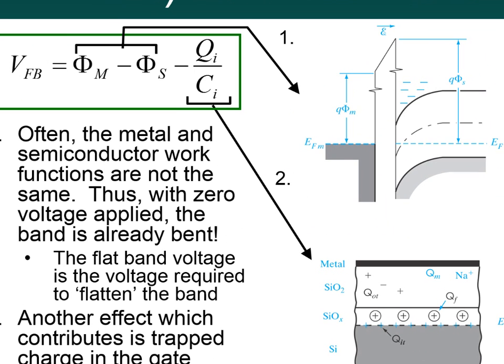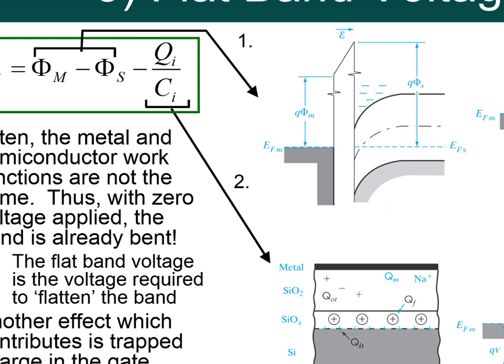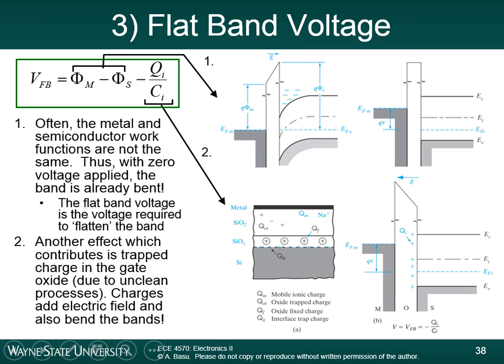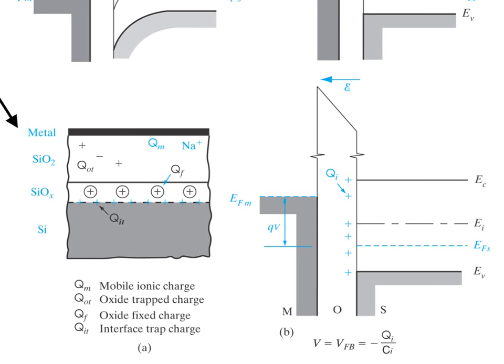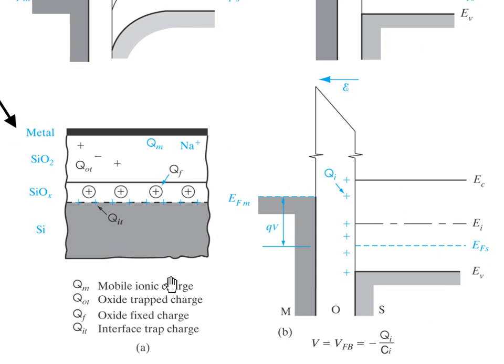Since we've talked about the importance of the difference in the work functions, let's now talk about the oxide charge. Another effect which contributes is trap charge in the gate oxide. This is due to unclean processes. Charges add electric fields and also bend the bands. Looking at the second diagram here, in our previous diagrams we've always assumed that the metal has charge in it, but the oxide has no charge. We assume that the oxide is perfectly clean.